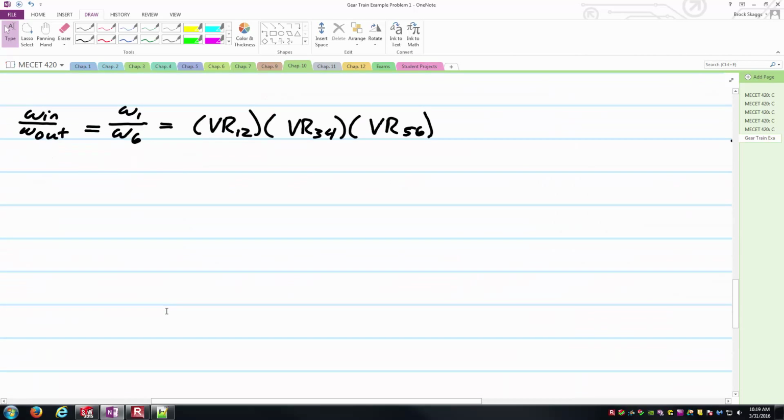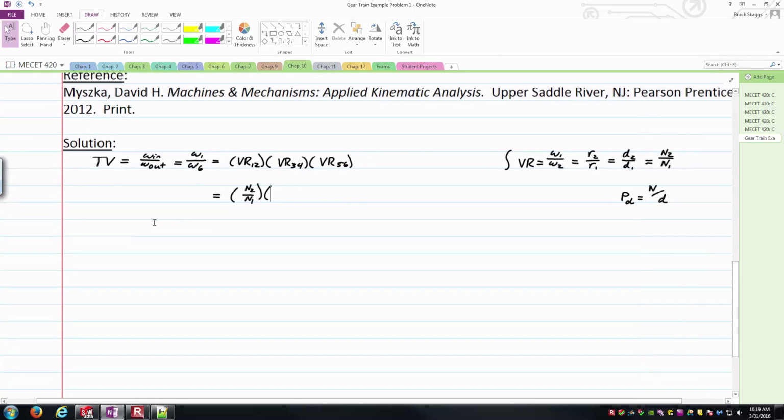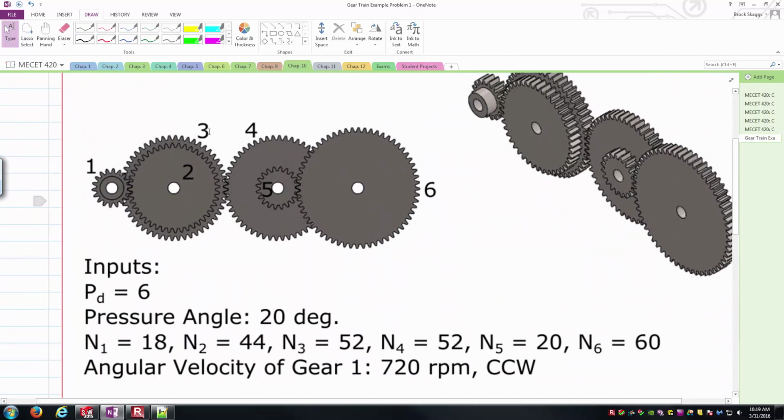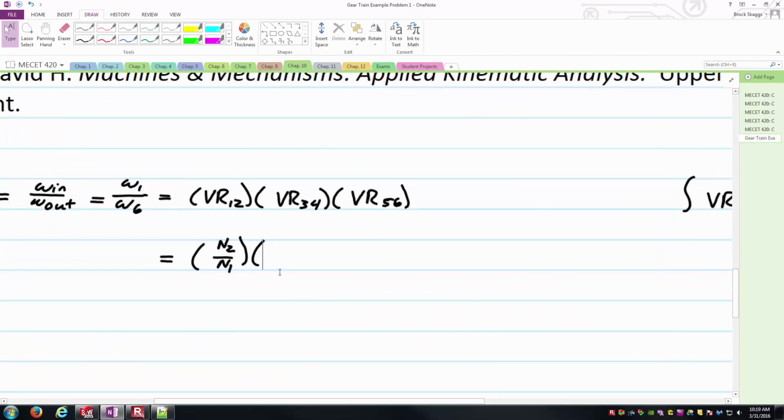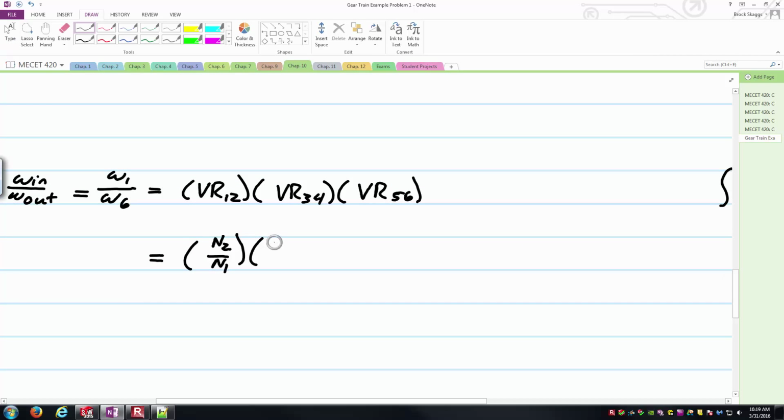And so we'll just jump down here. This is going to be N2 over N1. The velocity ratio of 3, 4. Well, that's 3 and 4 mating. 3 would be the driver, 4 would be the driven gear, so it's 4 over 3. So this will be N4 over N3. And then finally, we have velocity ratio of 5, 6. Well, 6 is the output gear, so it's going to be the driven gear, so N6 over N5.